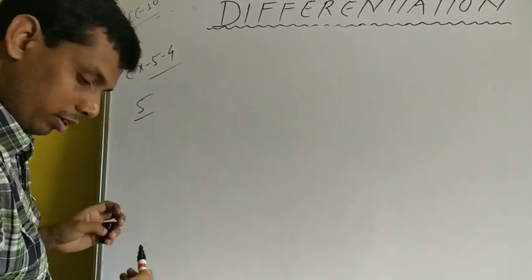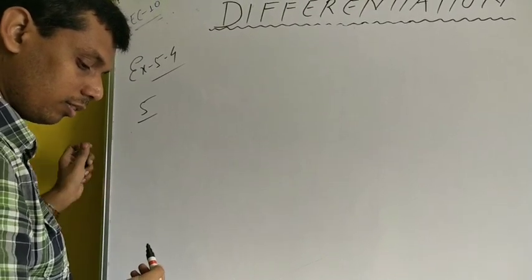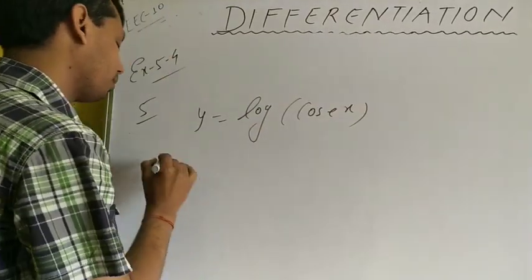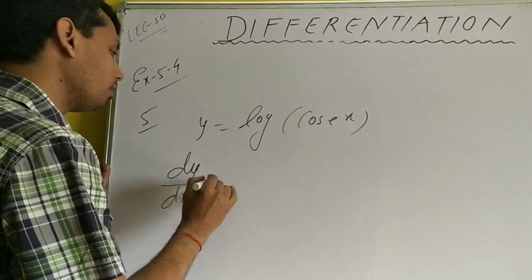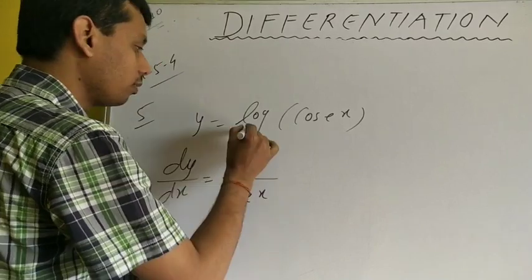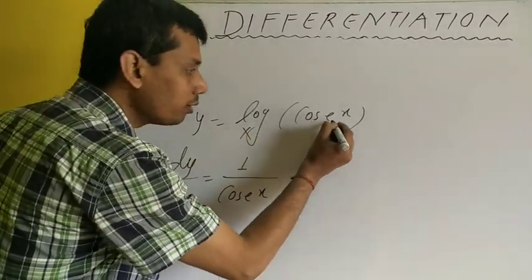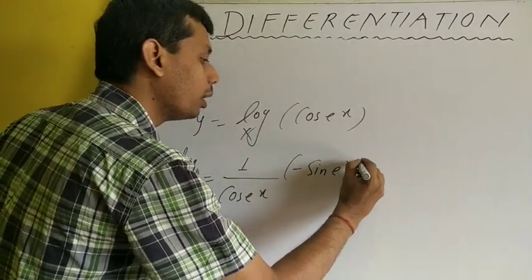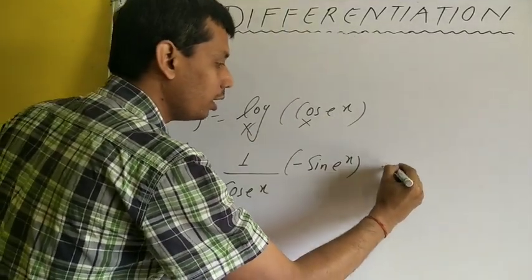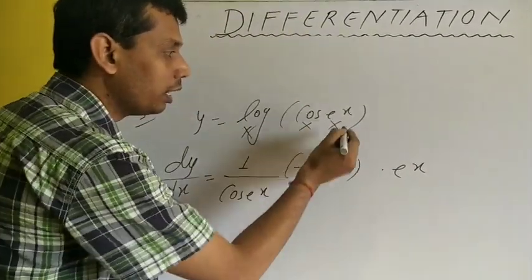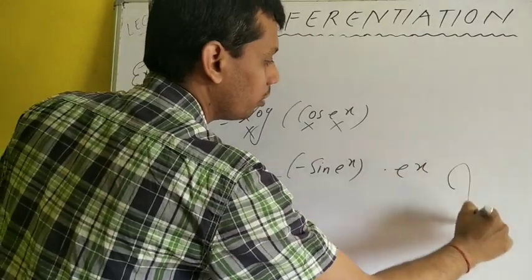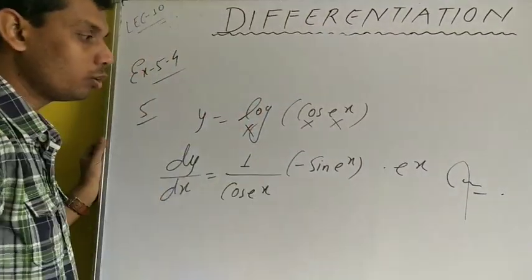In question number 5, we have to differentiate log of cos e to the power x. Now dy by dx is equal to differentiation of log x, which is 1 by x, so 1 by cos e to the power x. This part we have differentiated. Now differentiation of cos theta is minus sin theta, so minus sin e to the power x. Now differentiation of e to the power x is e to the power x, and differentiation of x is 1. So we have reached dx by dx. We have differentiated the given function completely. So this is the required answer.